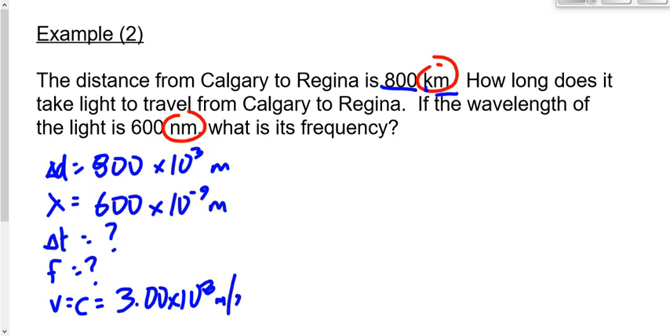All right, what do you want to do here to find either time or frequency? Sorry? Get t. Okay, you're on the hook now, Austin. How would I go about getting t?